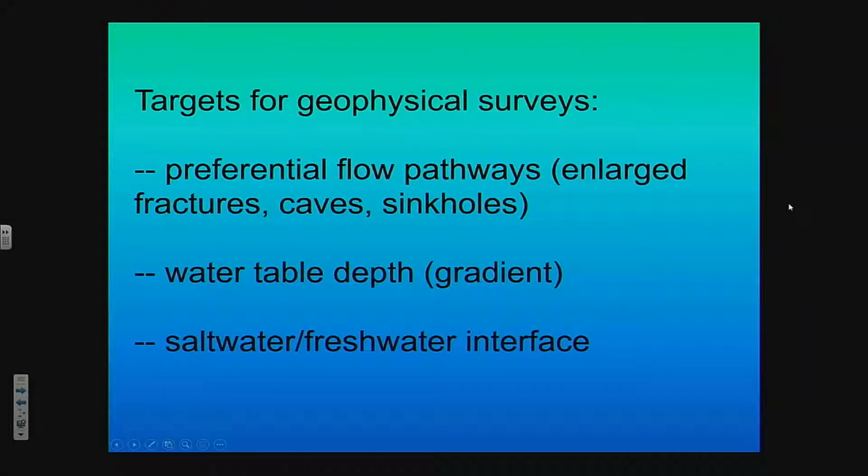Targets for geophysical surveys: preferential flow pathways, just like we saw in large fractures and sinkholes. Water table depth is another target, and hopefully we'll see changes in the water table, so we can tell what direction the water is flowing. And then the saltwater freshwater interface is always a target. Those are our three main geophysical targets.